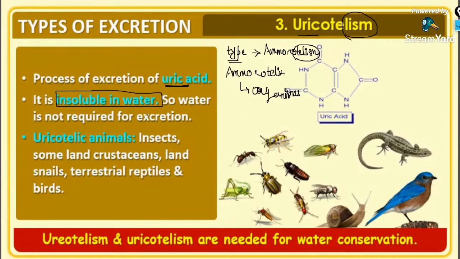Okay, so water is not required for excretion because uric acid is insoluble in water. For example, certain insects, some land crustaceans, land snails, and some terrestrial reptiles and birds. Almost all the birds show the formation of uricotelism. Ureotelism and uricotelism are needed for water conservation.